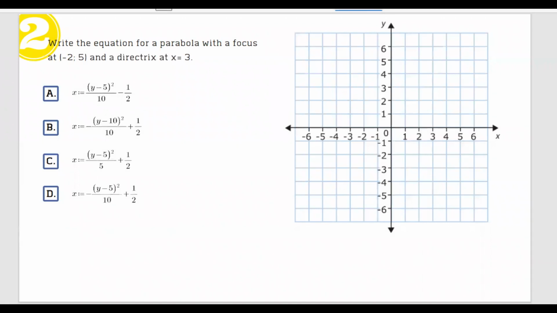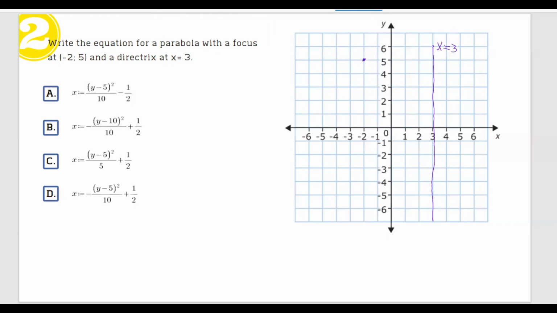And now problem number 2: write the equation for a parabola with a focus at (-2, 5) and directrix at x equals 3. So again, let's just add the directrix here. x equals 3. 3 is over here, and I'm going to draw this line all the way down. This is x equals 3. And the point (-2, 5) is going to be -2, 2, 3, 4, 5 right here.